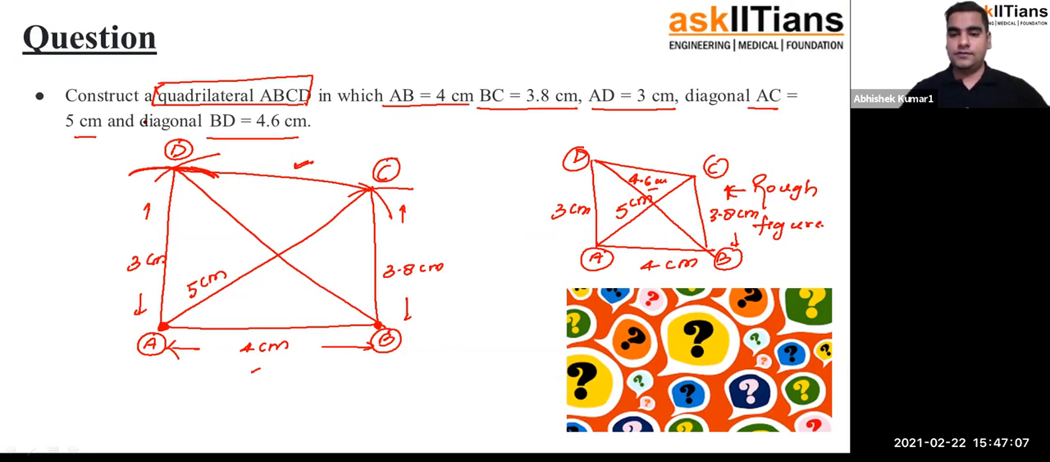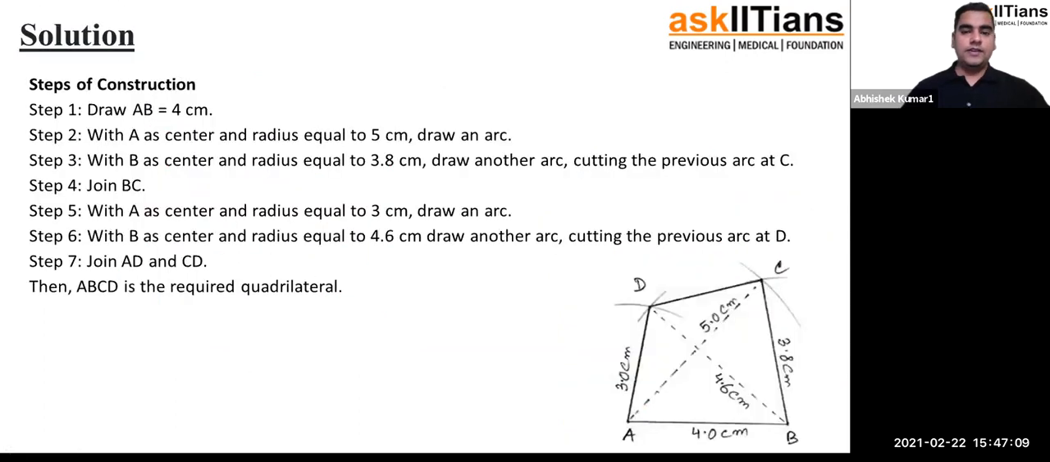Done? No doubt. All right. So you can see here how they have drawn it, all the steps are mentioned here. They first drew AB, which is equal to 4 centimeters. So this is your AB, which is equal to 4 centimeters, drawn first.